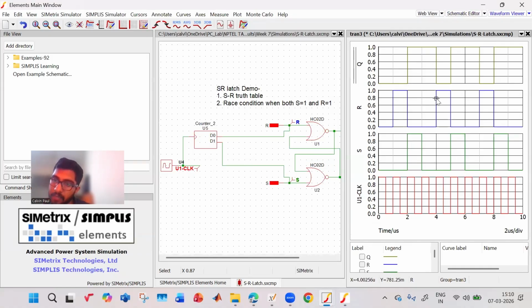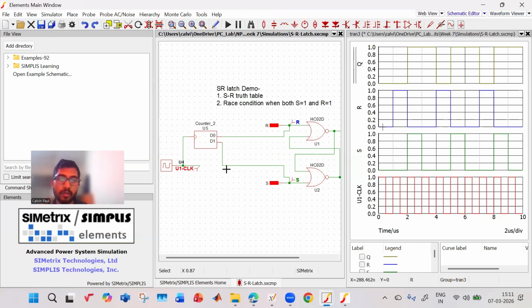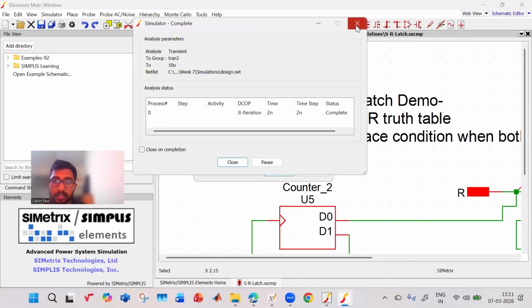Then R is made 1, S is made 0, so Q is reset. Then S is made 1, R is made 0, then it will again be set. And when S is 0, R is 0, it again stays high. Next, R is made 1, S is made 0, so it goes low and again it goes high. So this is how it will proceed. Okay. So this is regarding the SR flip-flop, SR latch.